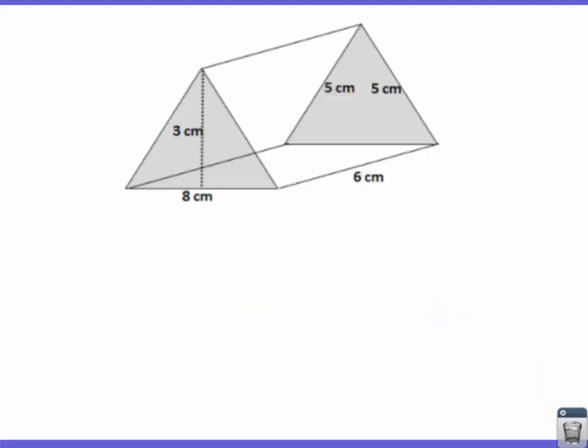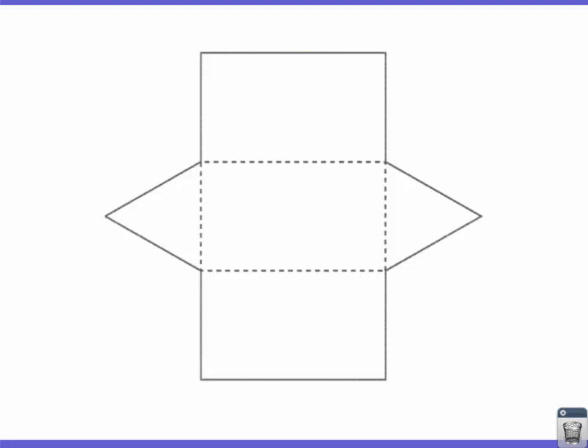Now, what about a triangular prism? Well, what is a triangular prism made of? We know a rectangular prism is made of 6 rectangles, but what about a triangular prism? Here's what a triangular prism looks like when we cut it open and fold it out. We have 2 triangles and we have 3 rectangles.